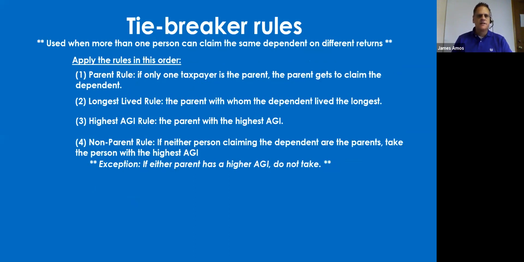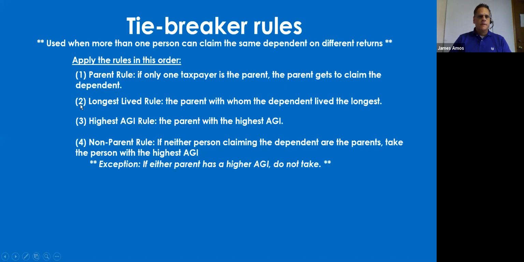The IRS will apply these rules, and these rules must be applied in this order. If you apply them out of order, you might get the wrong answer. So the first one is the parent rule. The parent rule says if only one taxpayer is the parent, that parent gets to claim the dependent. So it's real simple. The parent rule: if only one taxpayer is the parent, only the parent gets to claim the dependent.